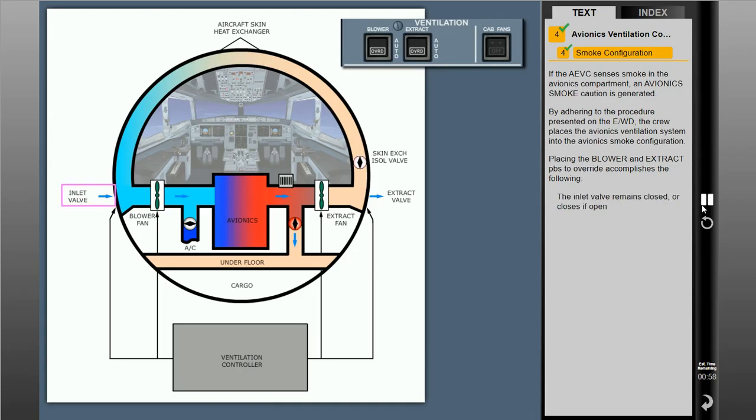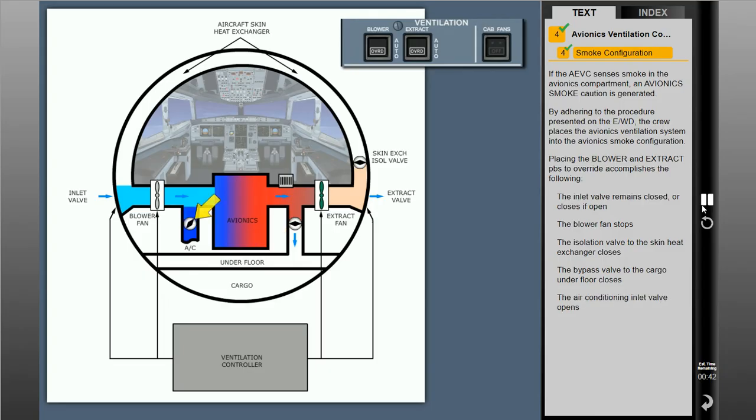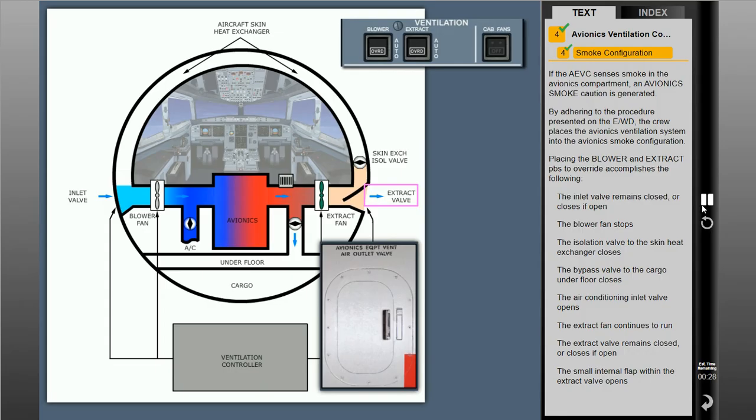The inlet valve remains closed or closes if open. The blower fan stops. The isolation valve to the skin heat exchanger closes. The bypass valve to the cargo underfloor closes. The air conditioning inlet valve opens. The extract fan continues to run. The extract valve remains closed or closes if open, and the small internal flap within the extract valve opens.